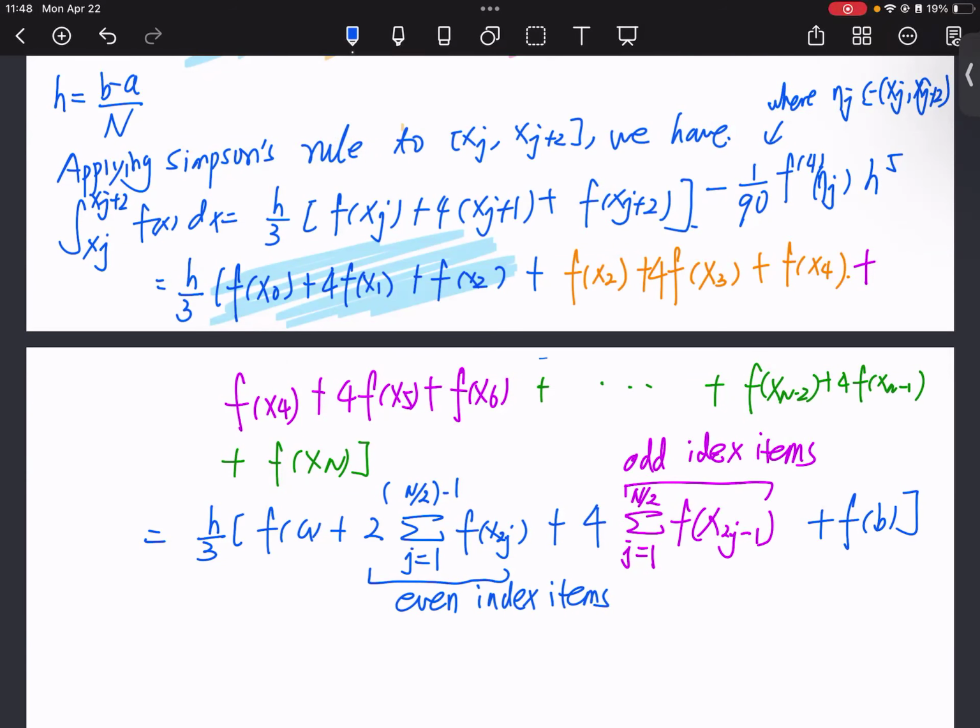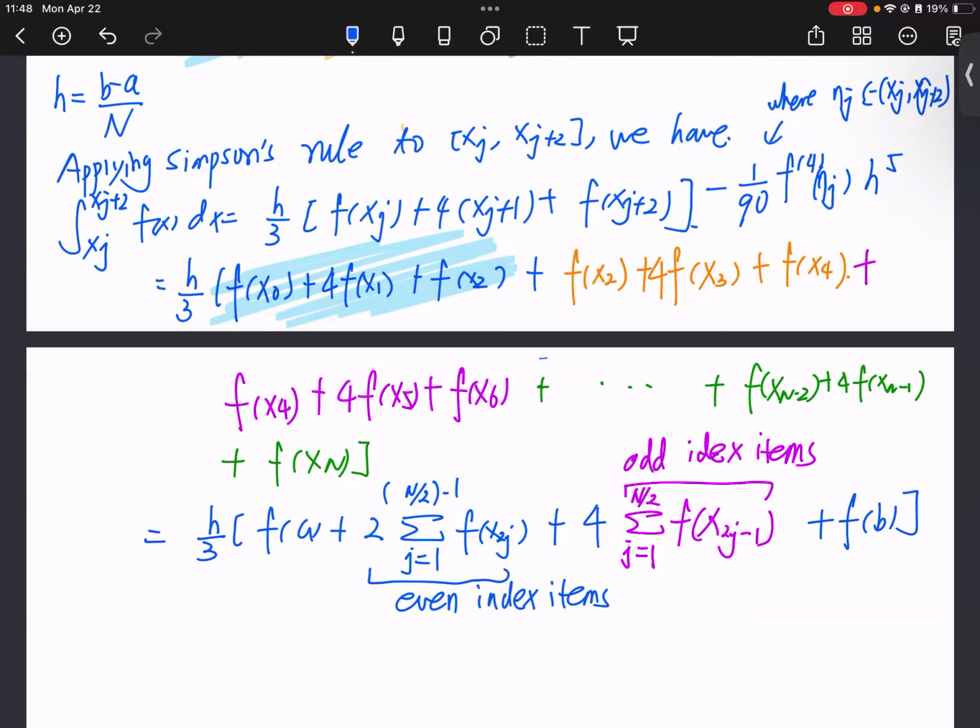Then we apply Simpson's rule to this subinterval, so that the error term looks like this. It's the fourth derivative evaluated at eta j, and then we have h to the power 5. Does that make sense? Now if you do the summation, you will see immediately that the right-hand side here is just the approximation formula, and then we have an error term here. And that error term is just the summation of those error terms, and we are going to sum up all the errors here.